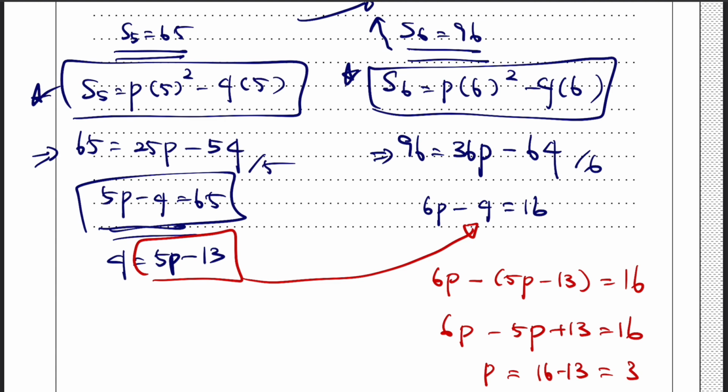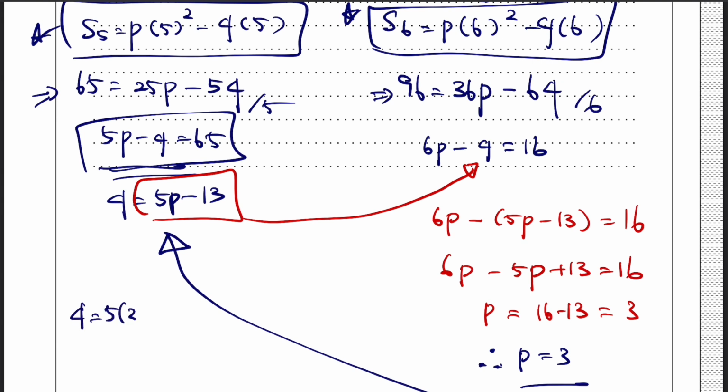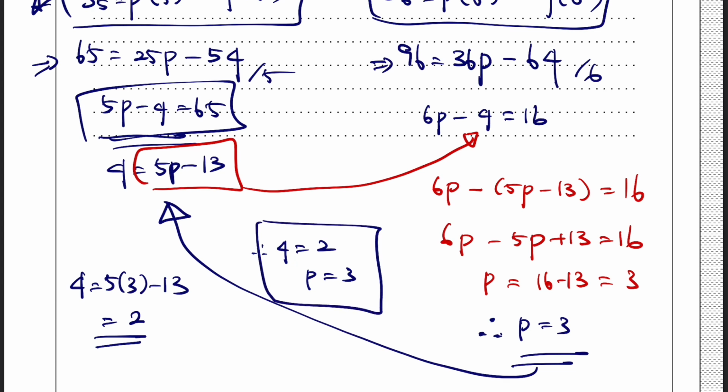Since we know that the p value is equal to 3, we can substitute this back into the first equation. Then we know that q is equal to 5 times 3 minus 13, which is equal to 2. So we have found that the q value is equal to 2 and the p value is equal to 3.